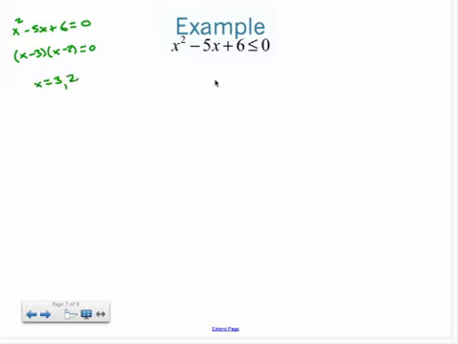So, for example, I need to choose a number less than 2. 0 is a great choice. Okay, so I'm going to test x equals 0 in this expression. 0 minus 0 plus 6 is a positive number, so that means that all numbers in this section of the number line will give me a positive result from this expression. I need a number between 2 and 3. Let's test x equals 5 halves, okay, 2.5.